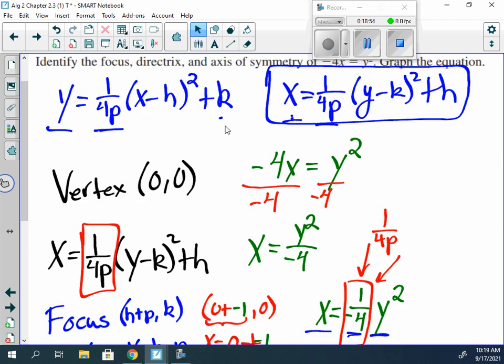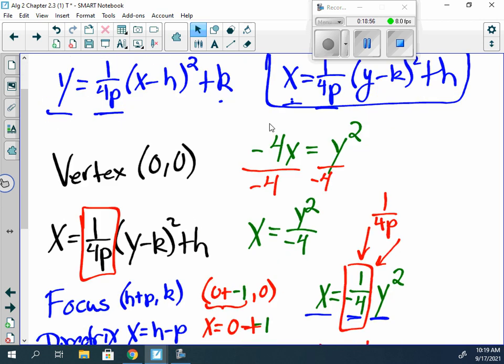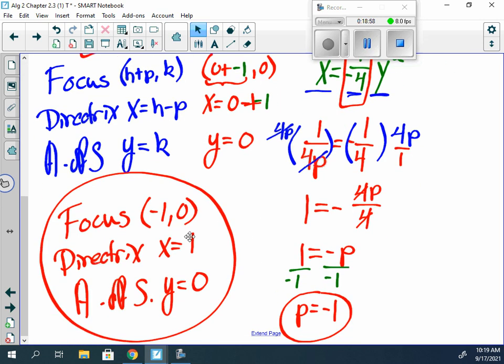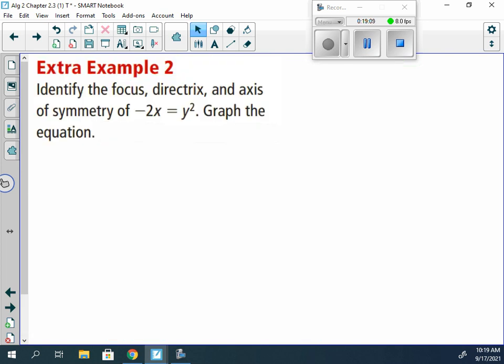Okay, so we look back up at the top. It asks for the focus, directrix, and axis of symmetry. Focus, directrix, and axis of symmetry. We have all 3. And that's it. Questions on this here? Identify the focus, directrix, and axis of symmetry.